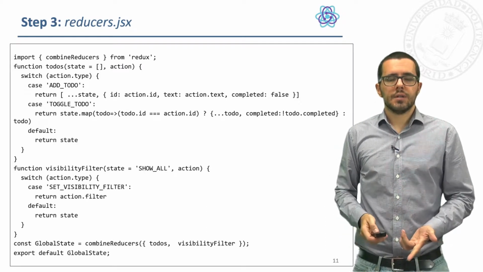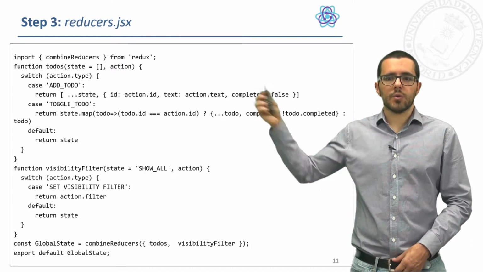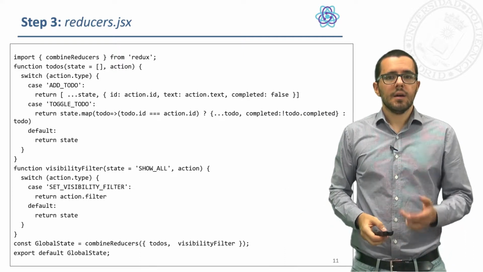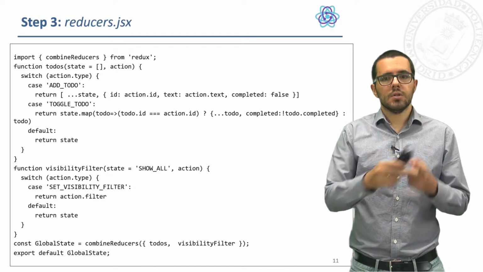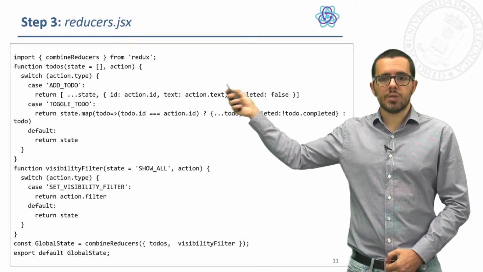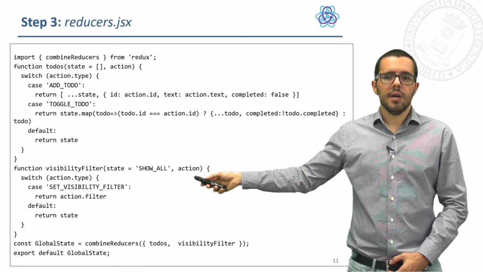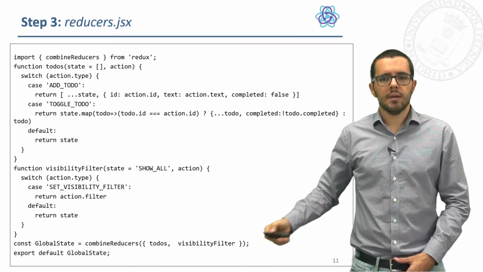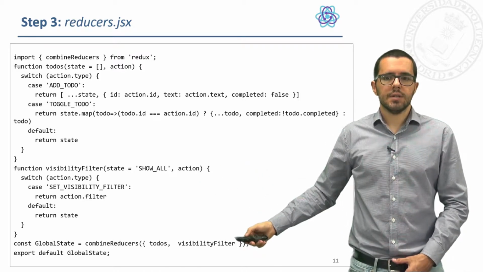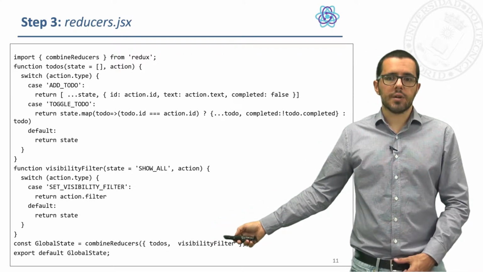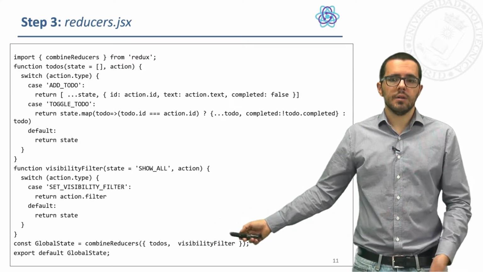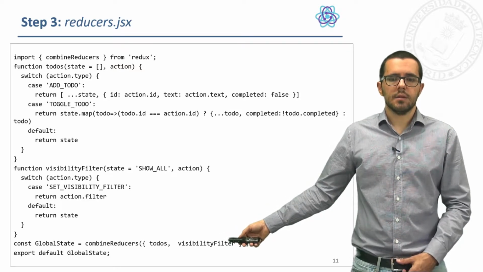The reducers. Well, we will have two reducers. Remember that the state has two parts, visibility filter and the to-dos. We will have a to-do reducer and a visibility filter reducer. Both will be combined with combineReducers. This function will return a root reducer that we call global state.